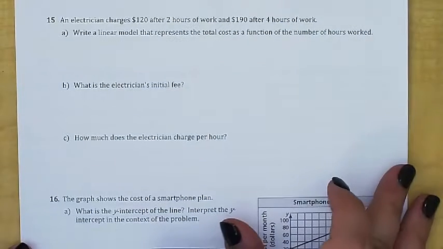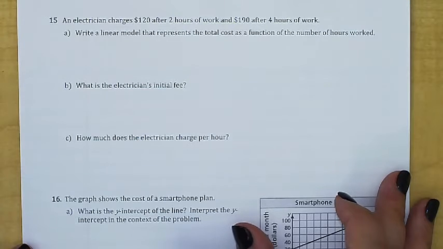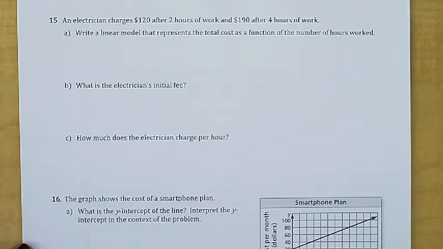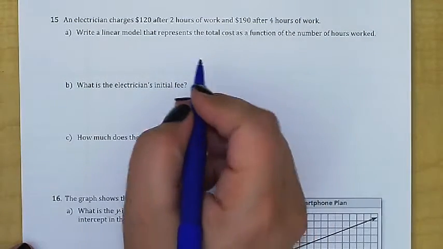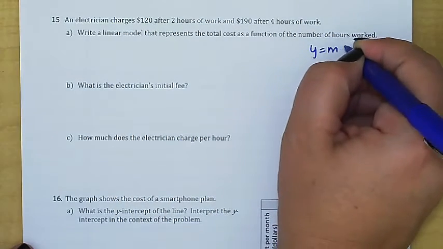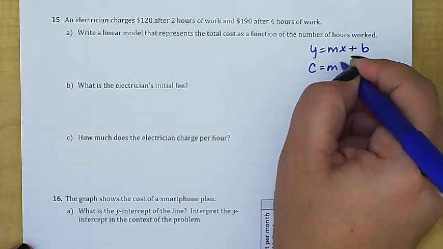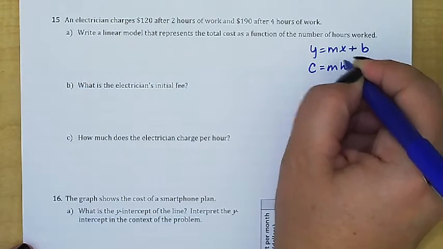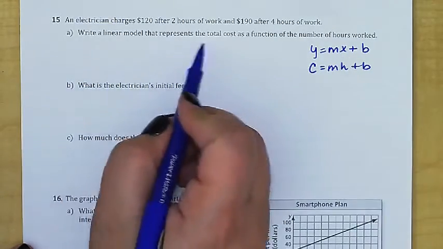So if you look at number 15, it says an electrician charges $120 after 2 hours of work and $190 after 4 hours of work. We want to write a linear model that represents the total cost as a function of the number of hours. So we want something where the output is the cost, right? So if we're thinking in terms of y equals mx plus b, we could use x and y, or we could say the cost is a model of the number of hours that the person works.